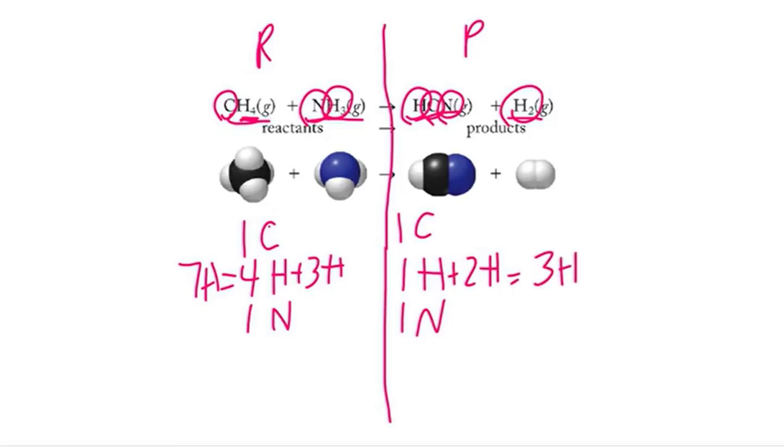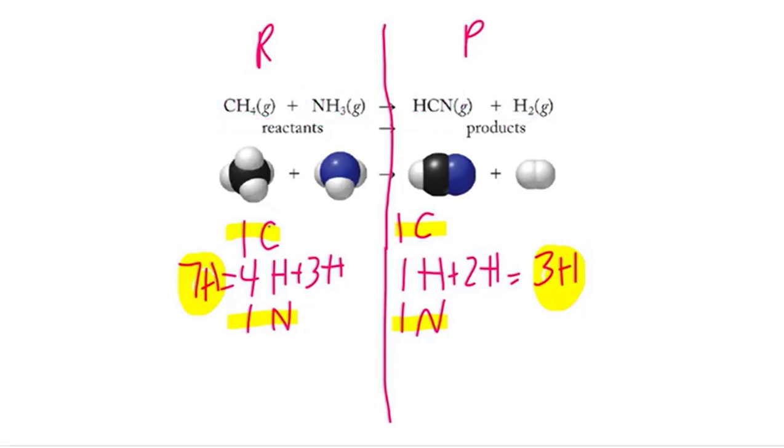All right, now let's look. Are we balanced? Well, I've got one carbon, one carbon. One nitrogen, one nitrogen. Those are all good. But notice that I have 7 H's over here and 3 H's over here. Those do not match. So I need more hydrogen. So let's look at what we can do. This is where the coefficients come in.